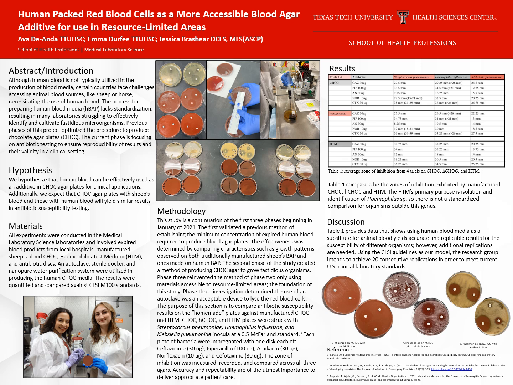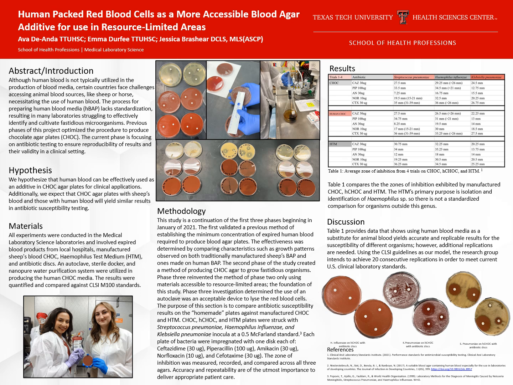We hypothesize that human blood can be effectively used in chocolate agar plates and that the results for antibiotic susceptibility will be comparable to those obtained from traditional sheep's blood chocolate plates. The pictures included on the poster display the process of making the human blood agar, obtaining results by measuring zones of inhibition, and examples of growth on the 3 different media types with antibiotic discs.